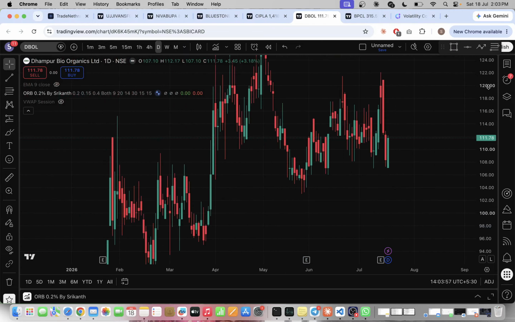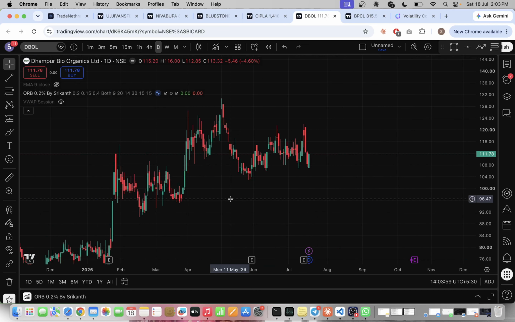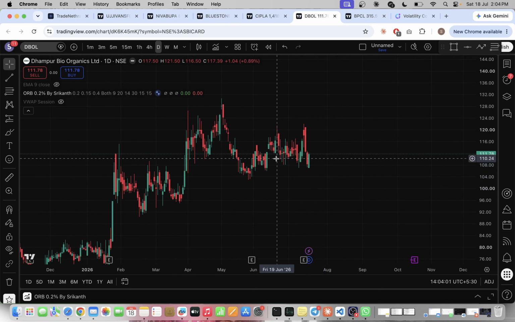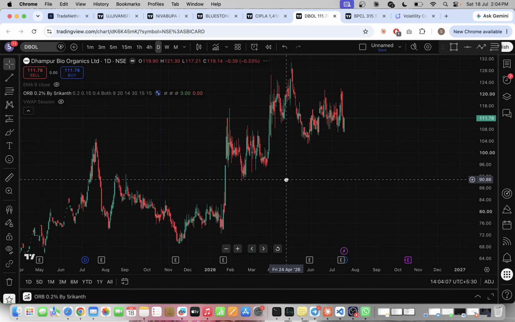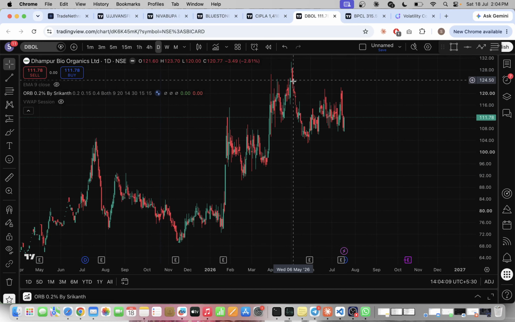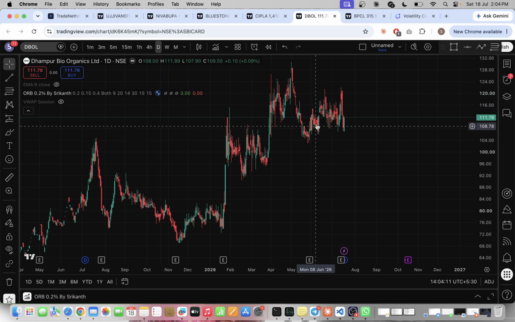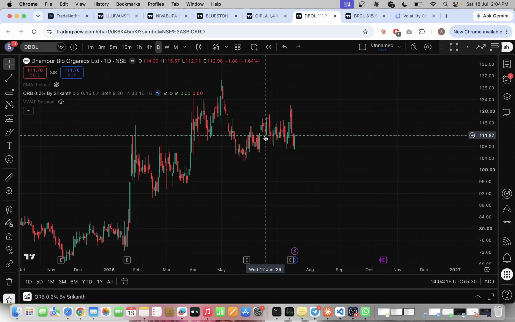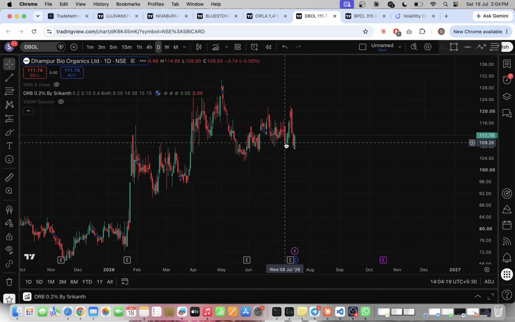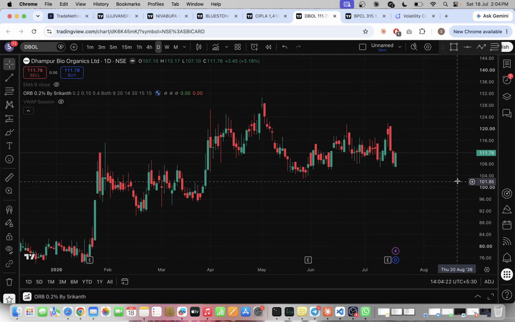Do you think this is a VCP pattern? No, here the swing has already made a low. Here this is also already touched, and also it is in a downtrend pattern. It is not continuously moving upwards. So here there is a swing low made, right? Here there is a swing low made, and here also it broke out. Let me zoom it out.